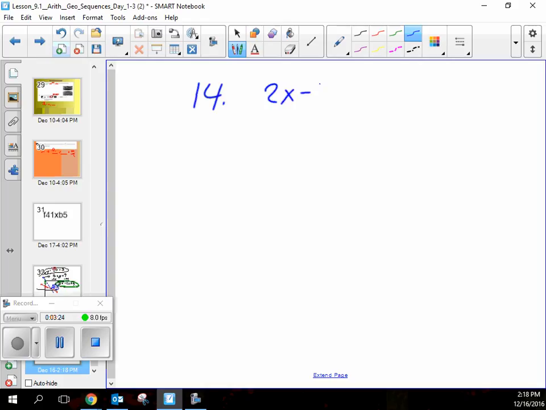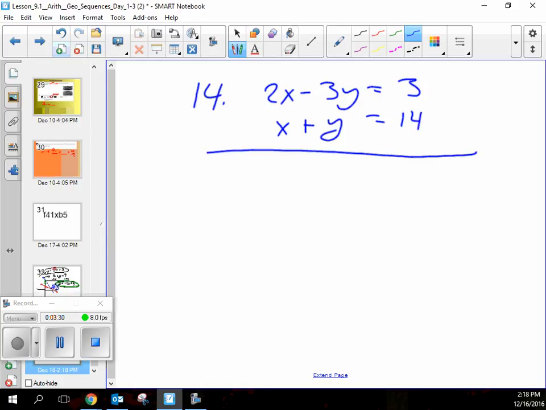2x minus 3y equals 3, and x plus y equals 14. If the teacher had been nice and set this up so that something would eliminate right away, it would have been a lot easier. But that's not how the test is going to be. So we might as well get used to this.